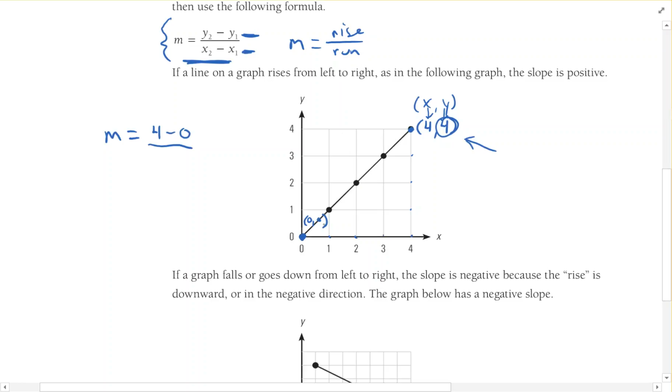And then on the bottom, it's the x values. So that's going to be x2 minus x1. Well, x2 was also 4. That was that one there. So that would be 4. And on the bottom, that would be 0. So the slope here would be 4 over 4, because 4 minus 0 is still just 4. Which is also equal to, if you divided 4 by 4, or just simplified this fraction, 1 over 1, or just 1. So the slope of this thing is equal to 1.